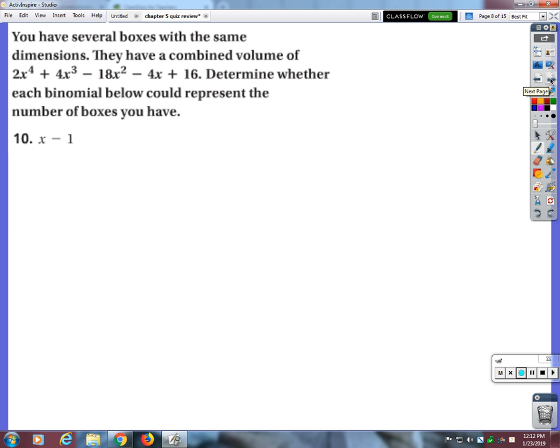You have several boxes with the same dimensions. They have a combined volume of the polynomial; determine whether each binomial below could represent the number of boxes you have. Since it says x minus 1, I'm going to put 1 in the box, because you always put whatever number will make that equal 0. Then same thing: I have 2x to the 4th, 4x cubed, negative 18x squared, negative 4x, and 16. This time I don't have a 0 because my exponents go 4, 3, 2, 1, 0. There's no missing spaces.